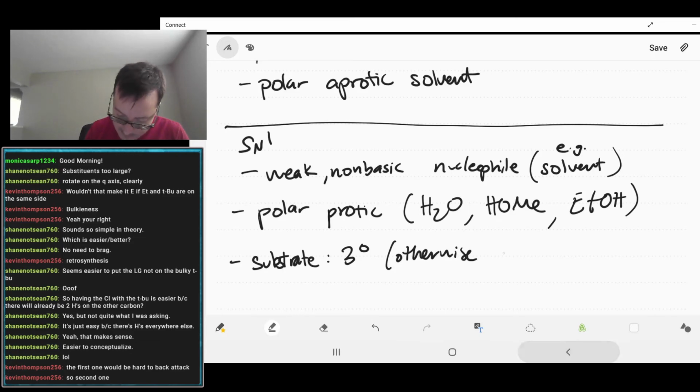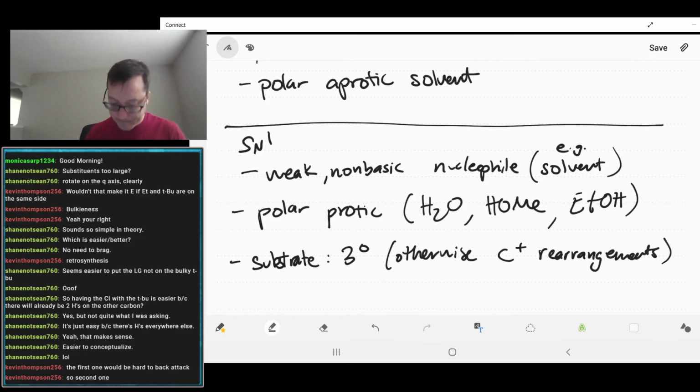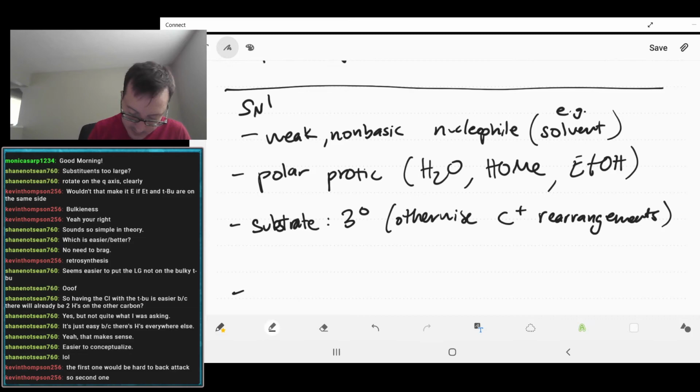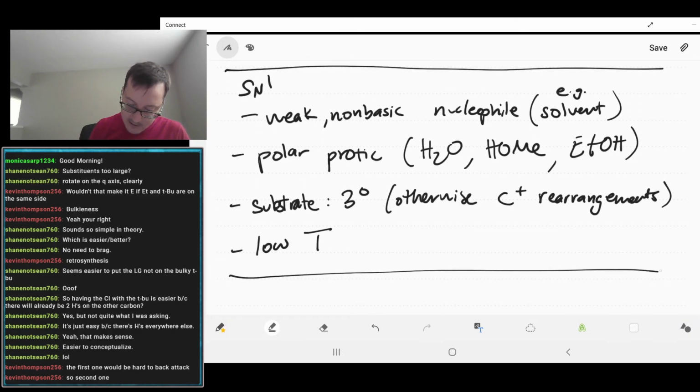I wouldn't recommend the others. Otherwise, you'll get rearrangements. And again, you want a lower temperature here for the substitution. For the elimination, it's the opposite side.